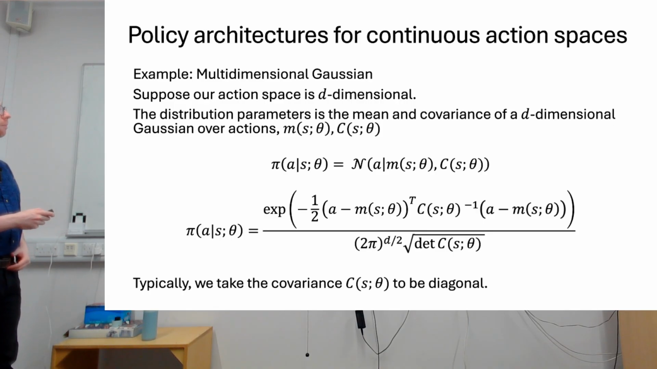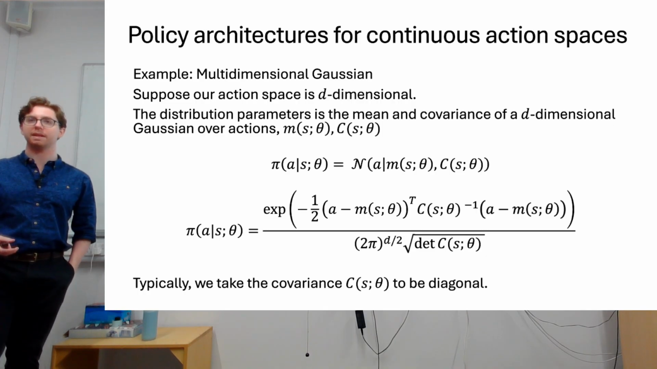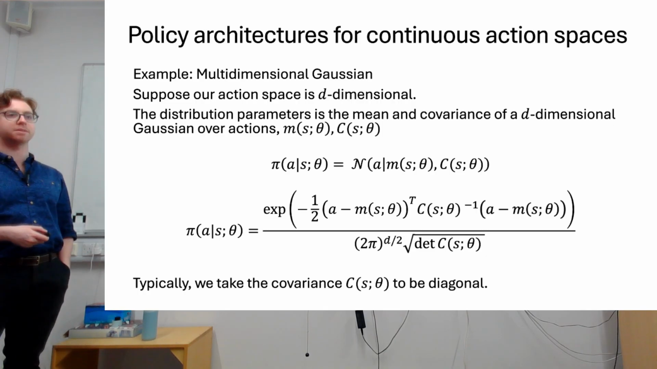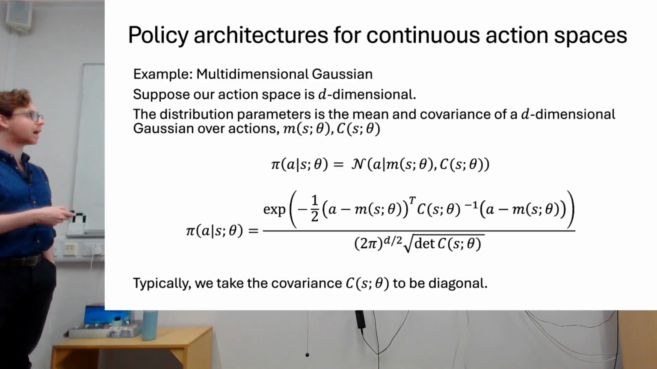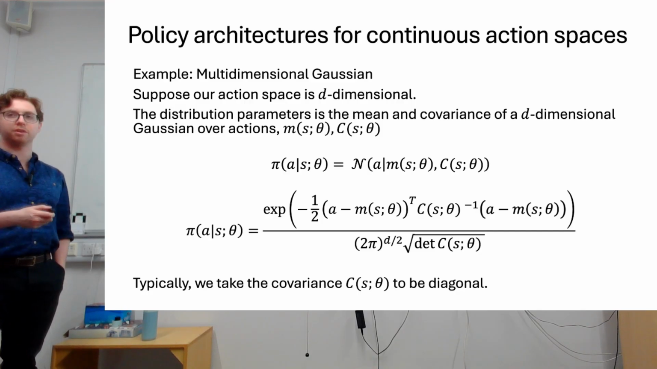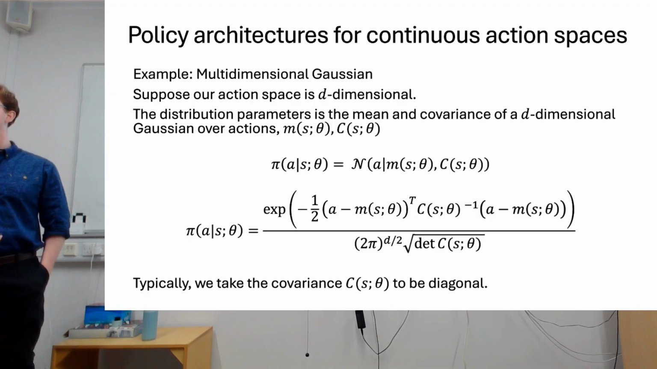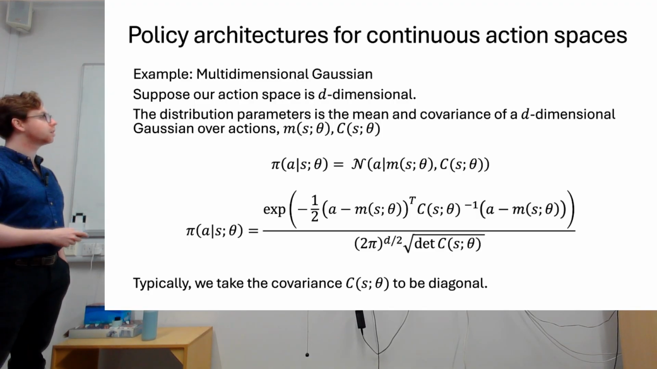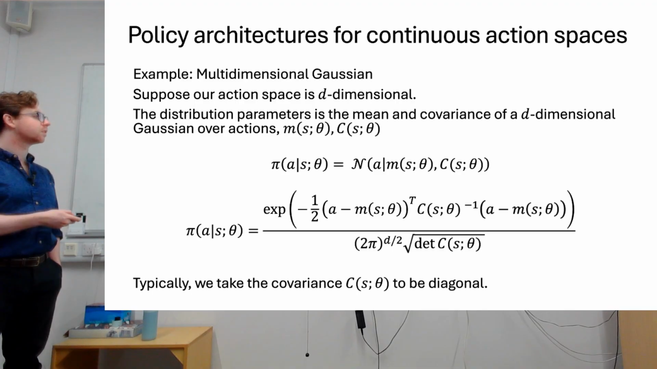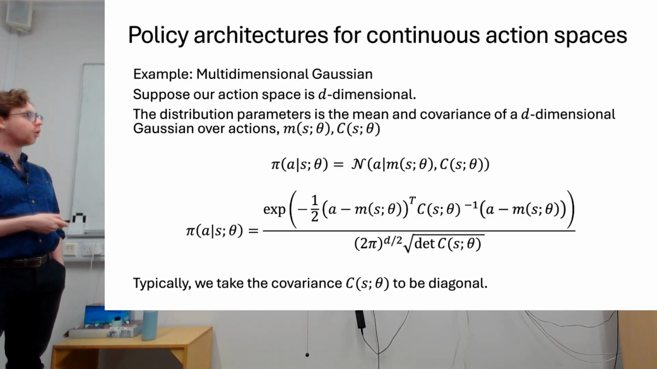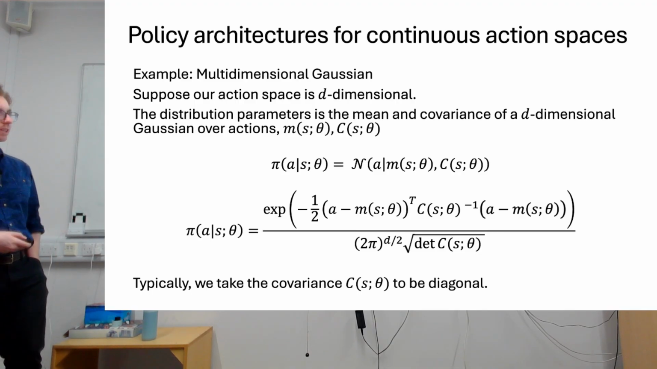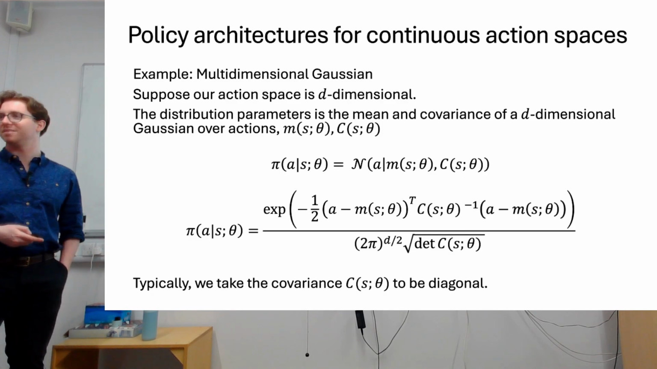Typically, if you're using a multidimensional Gaussian, you take the covariance to be diagonal. This simplifies things massively because the number of parameters you have to output is quite small. For each action dimension, you have one mean variable and one variance variable, so you're just outputting 2D variables that define your distribution. You also avoid the trouble of inverting a matrix, and you don't need to compute the determinant.